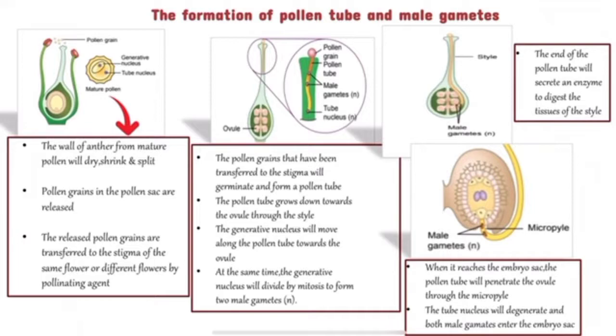So look at the picture. There is no tube nucleus, only two male gametes because the tube nucleus will degenerate and both male gametes enter the embryo sac to carry out fertilization. So this is how pollen tube developed before the fertilization process.